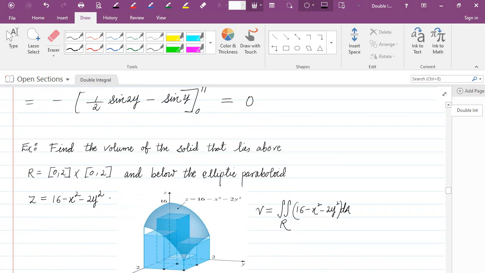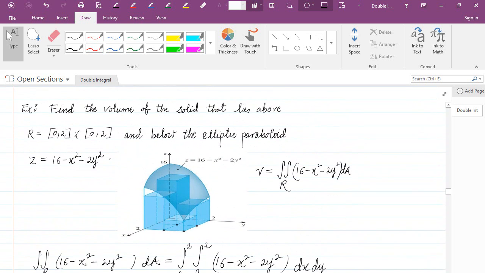All right, so let's say now that we want to find the volume of the solid that lies above the rectangle R and below the elliptic paraboloid given by z equal to 16 minus x squared minus 2y squared. And the volume we know is given by the double integral over R of the function 16 minus x squared minus 2y squared. So we simply have to evaluate that.